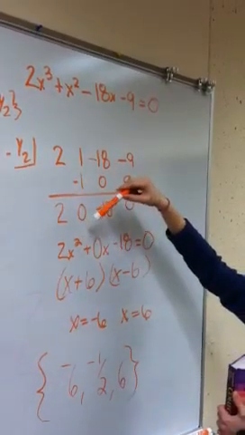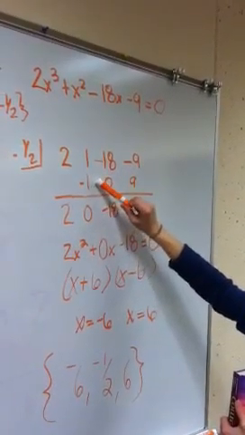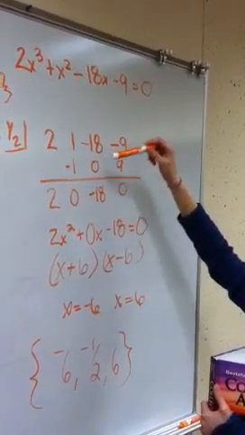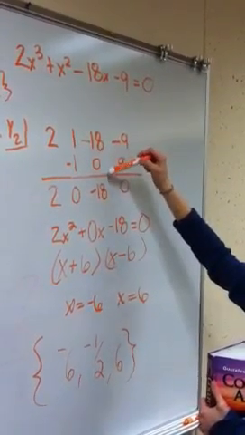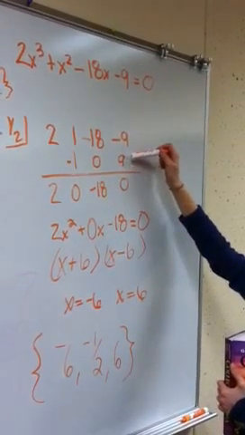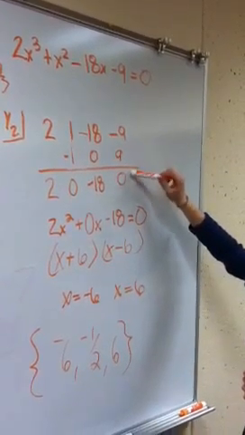So you bring down the 2, multiply that by -1/2, you get -1. 1 minus 1 is 0. Multiply 0 times -1/2, you get 0. -18 plus 0 is -18. Times that by -1/2, you get 9. -9 plus 9 is 0.